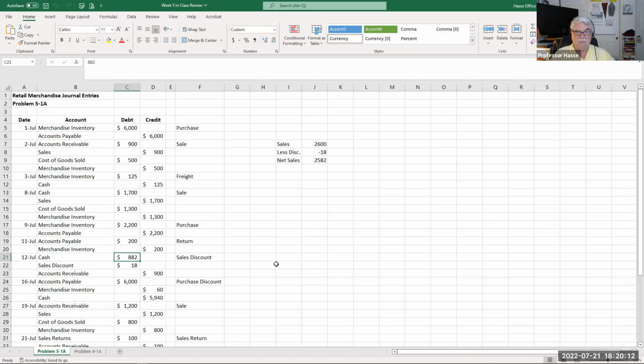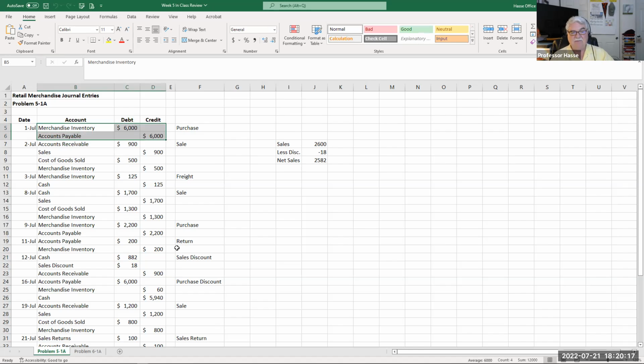The next transaction is, remember when we purchased the inventory up here for $6,000, that vendor also gave us a discount. When we purchased it, the vendor said, if you pay this invoice or this bill within 15 days, we will give you a 10% discount, or excuse me, a 1% discount. All right, cool. So I owe $6,000. I'm paying within 15 days, so I get a 1% discount of $6,000. I get a discount of 60 bucks.